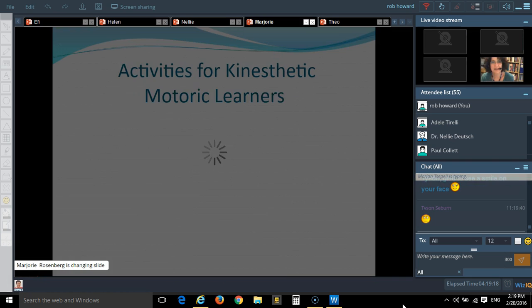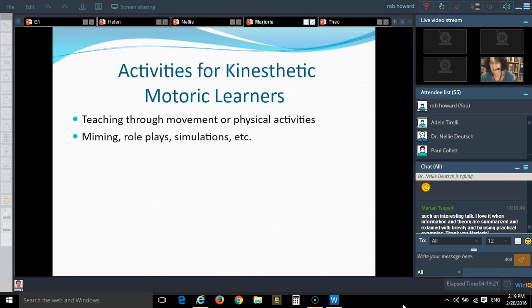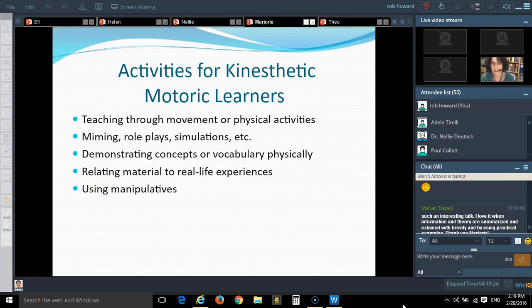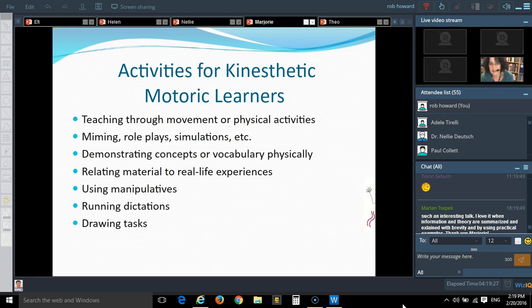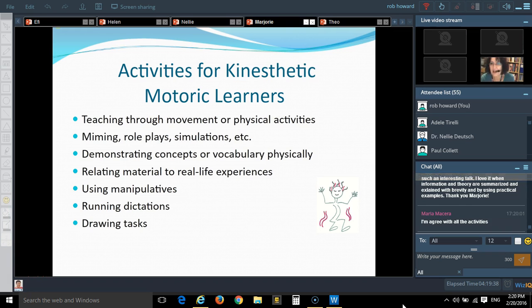We go to the next slide. Okay, these people like to move. Nellie talked about it. Absolutely, they love getting up, miming, role plays, demonstrating things physically. I have done this with students who have problems with where the accent goes on a word. The word analysis, where I make them move on the actual syllable. Relating the things to real life. Manipulatives, anything they touch, so they feel an office supply, they feel a pen and they describe it. Running dictation, where they run to the wall and they see what's there and they run back and tell somebody. And drawing is also kinesthetic motor.